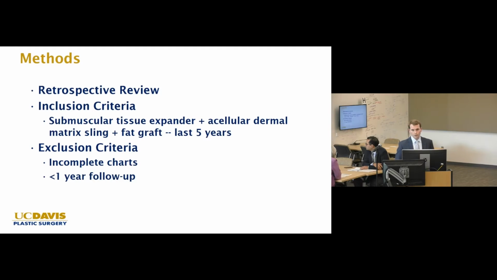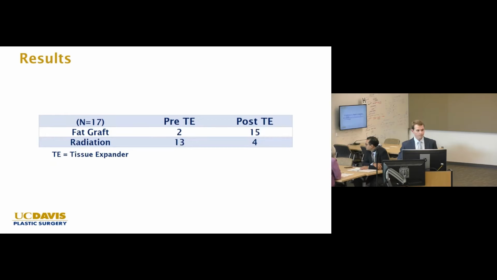So we did a retrospective review of all of our patients who had undergone breast radiation and subsequent prosthetic reconstruction. These patients all had a submuscular tissue expander with an acellular dermal matrix sling and fat grafting performed either before the tissue expander or after, prior to their final implantation. We excluded all patients who had incomplete charts or less than a year of follow-up. We were able to include 17 patients.